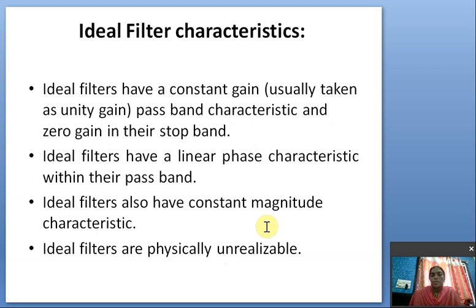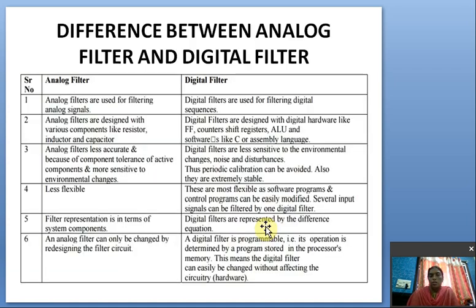Now the characteristics: the ideal filter has a certain constant gain in the pass band and zero gain in the stop band. It has linear phase characteristics and constant magnitude characteristic, and it is physically unrealizable. Now, the difference between analog filter and digital filter.